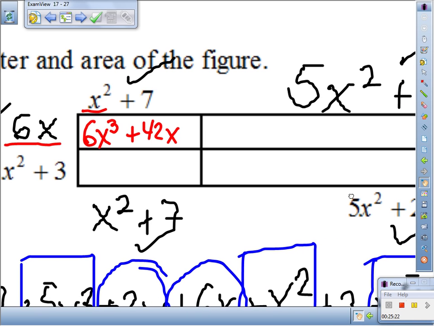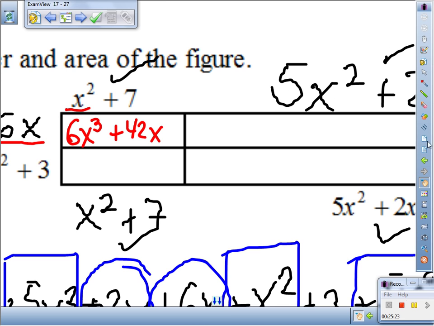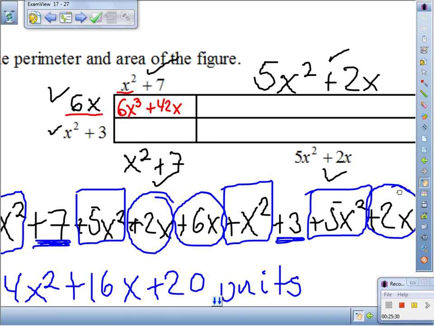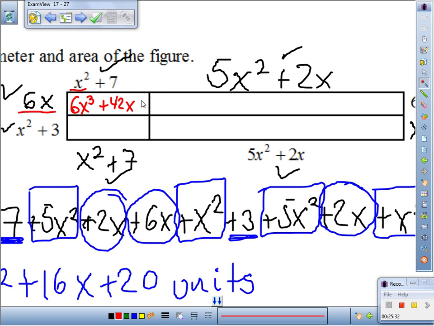I'm going to move over here to the side. Let me zoom out. Here it goes. I'm still on the same row. Now, what is 6x times 5x squared? 30x cubed. What is 6x times 2x? 12x squared. Are we there so far? Okay? All right, so for this part, let's see, do we have enough space? Give me a second. That's going to be a hard one.